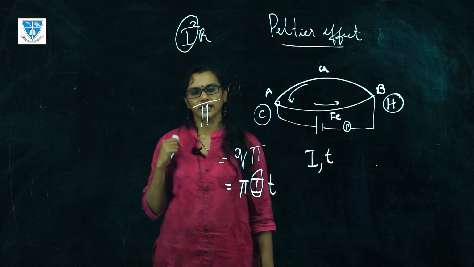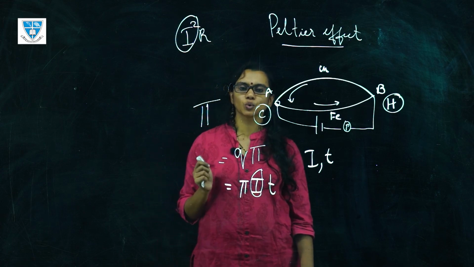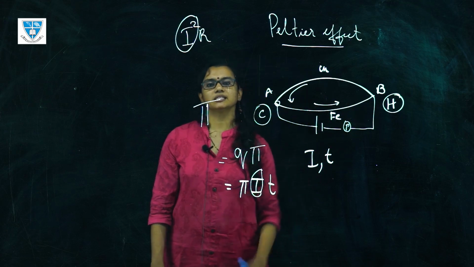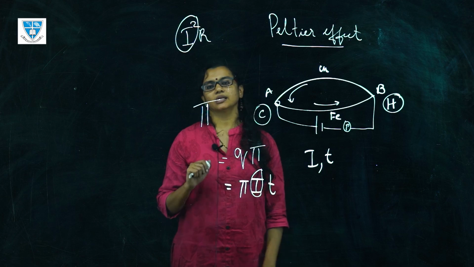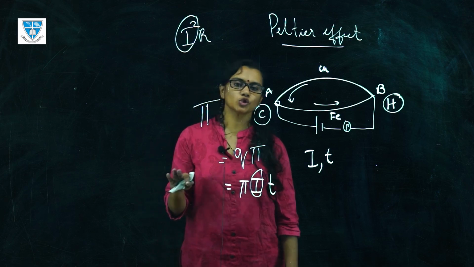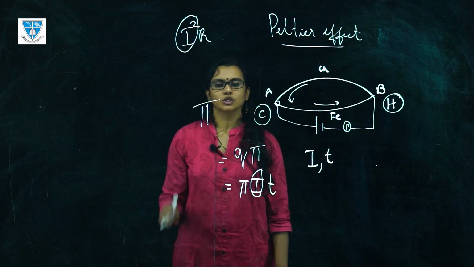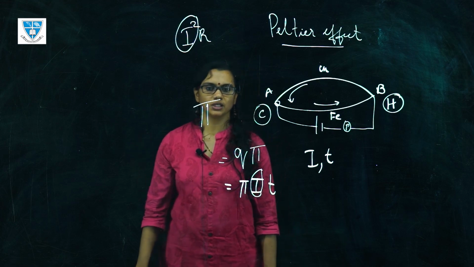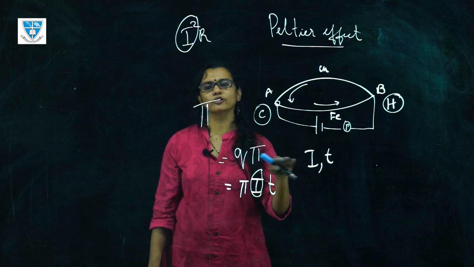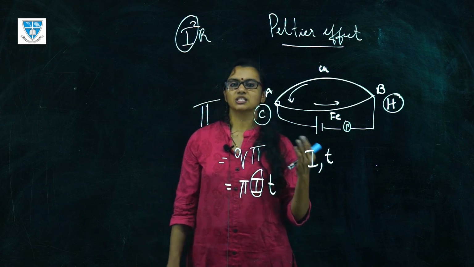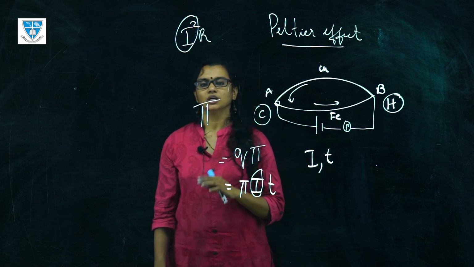Another difference between Peltier and Joule's is that if you reverse the voltage, the current reverses in the case of the Peltier effect, whereas in the case of Joule's effect there is no change in the direction of the current. It's only one-way, unidirectional, and you have only uniform heating throughout the conductor. That is a major difference between the Peltier effect and Joule's effect.